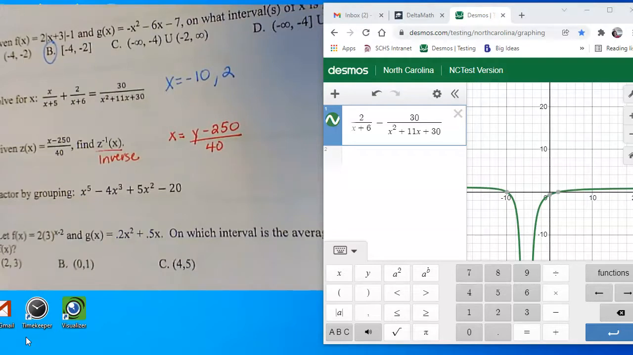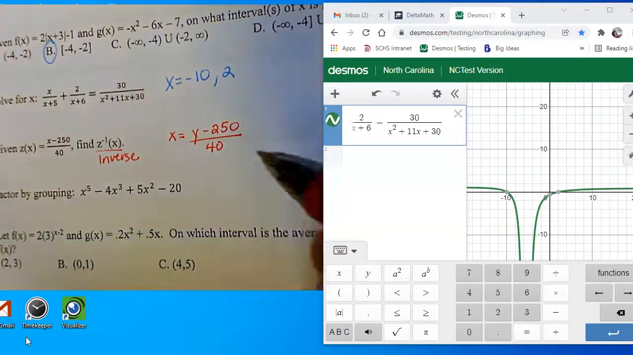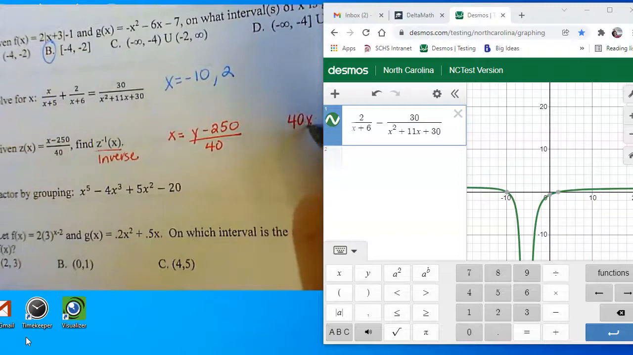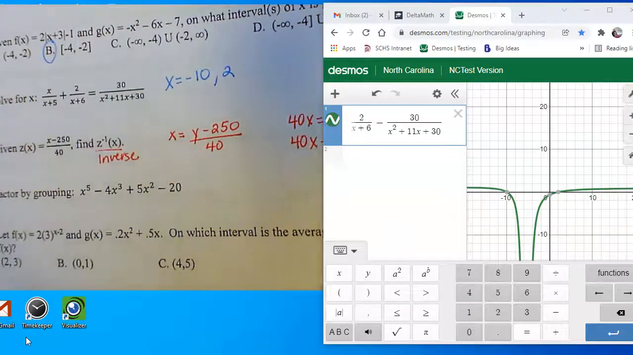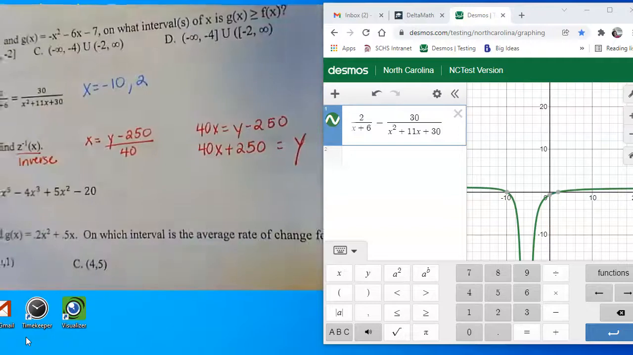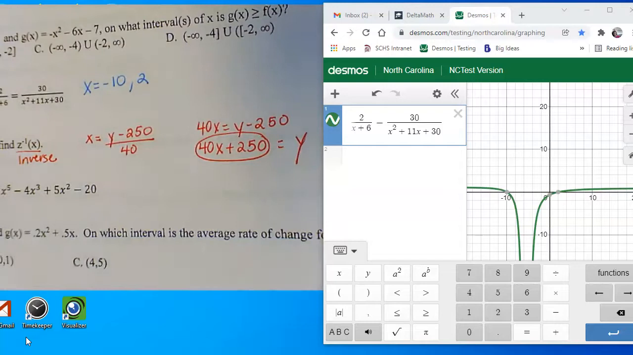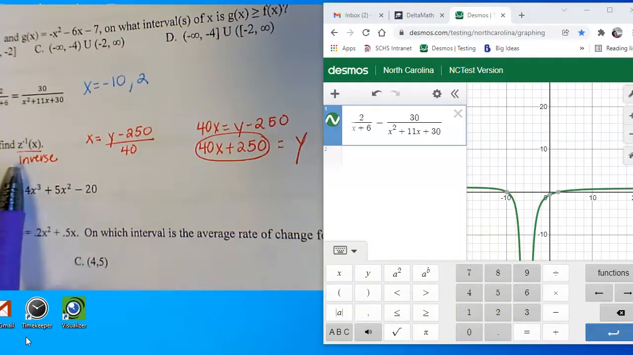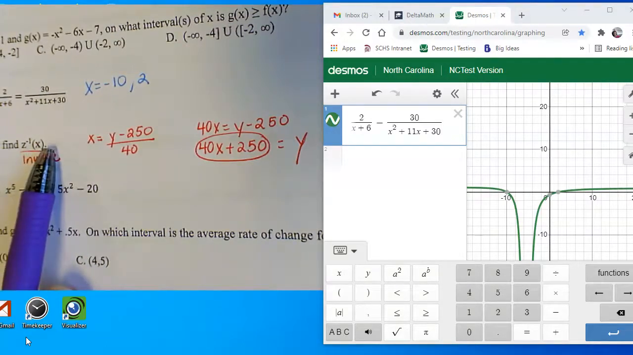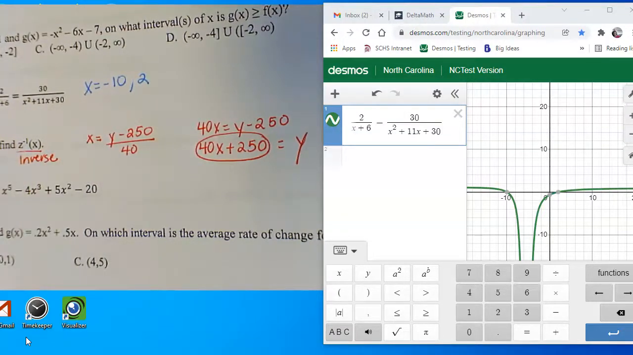So I switch x and y, and then I solve for y. So I'm going to multiply by 40. Get the y by itself, so add 250. Sure. And so this right here would be the inverse. So anytime you see that f to the -1 of x, or any kind of function to the -1 of x, that is asking you for the inverse. Okay?